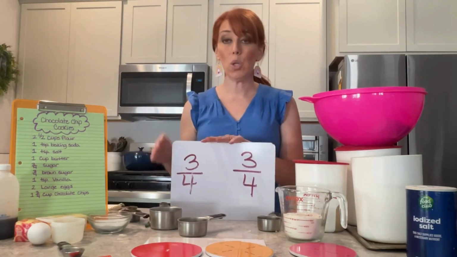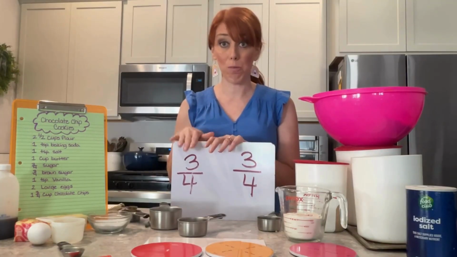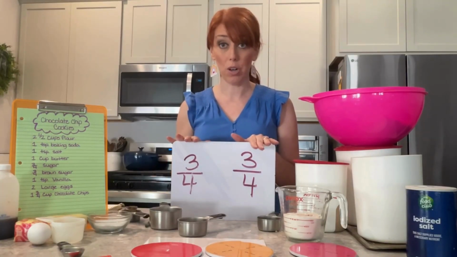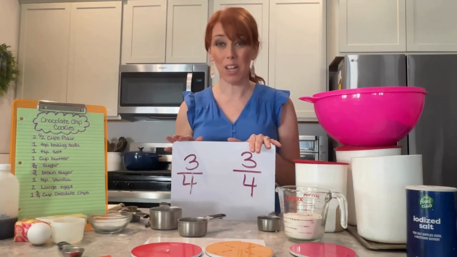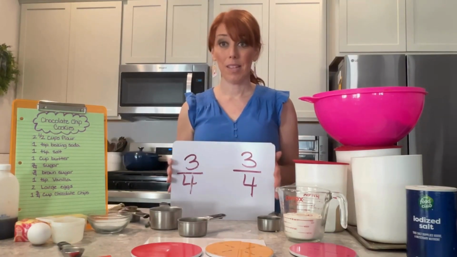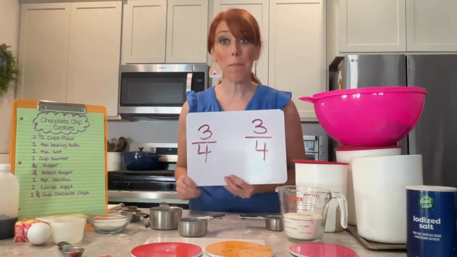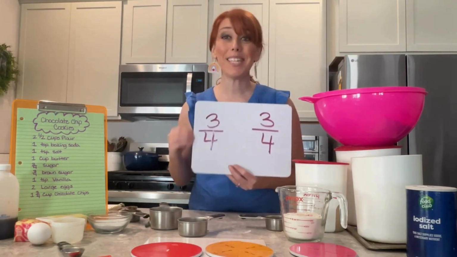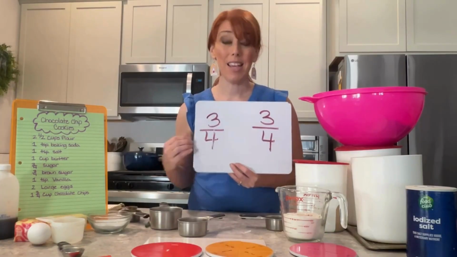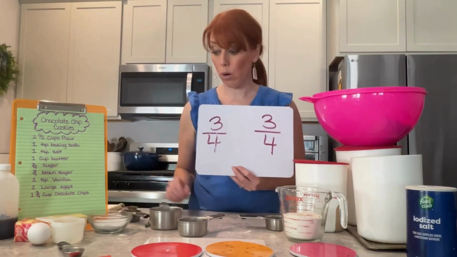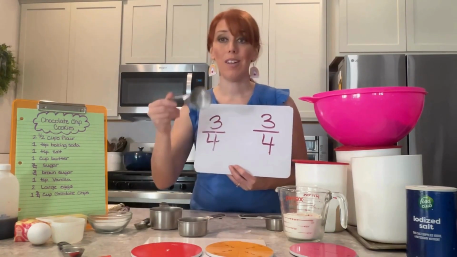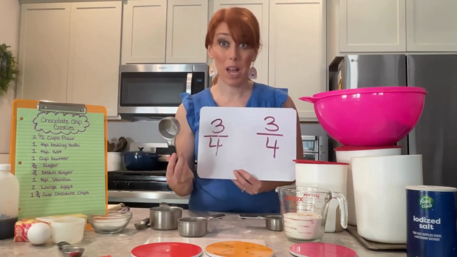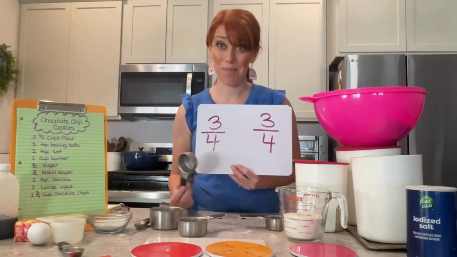Going back to our 3/4 cup brown sugar and 3/4 cup white sugar, what makes these equivalent? Think about that. What makes them equivalent is that we have the same amount of pieces in each fraction, or the same amount of 1/4 cup in each fraction.